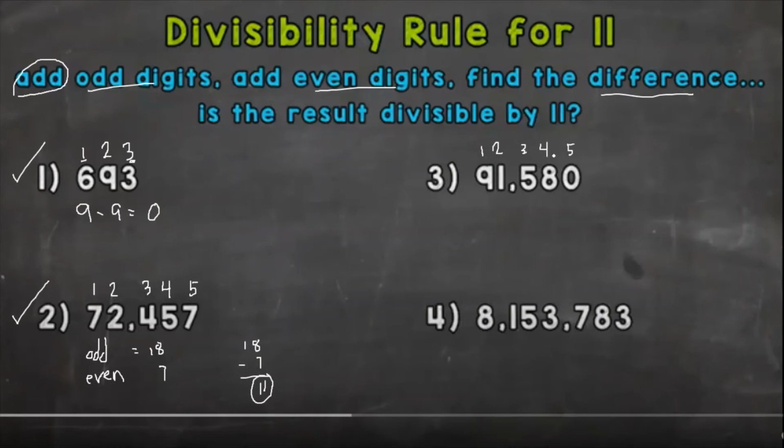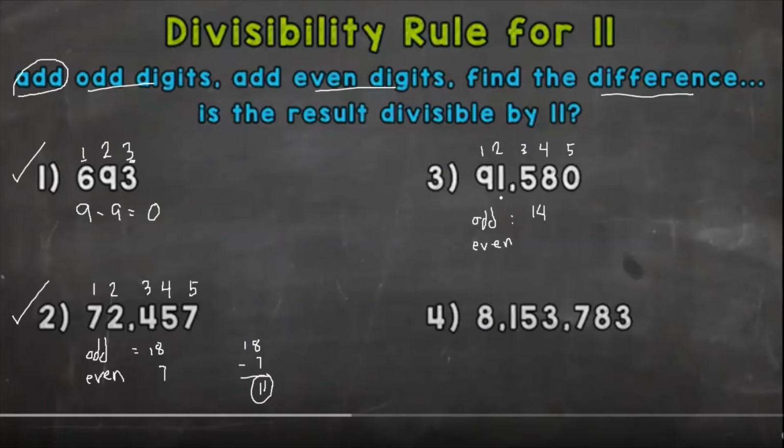Now, let us add all the odd digits and, of course, all of the even digits. Let's start with the odd digits. Our odd digits here are 1, and that is 9. 9 plus 5, that is 14. 14 plus 0, that is still 14.